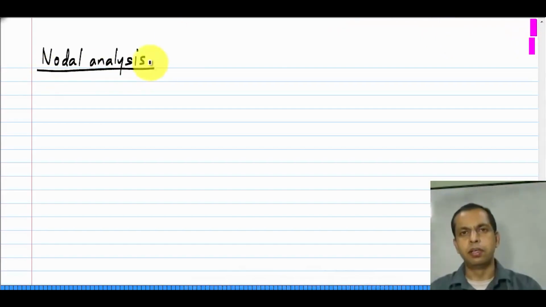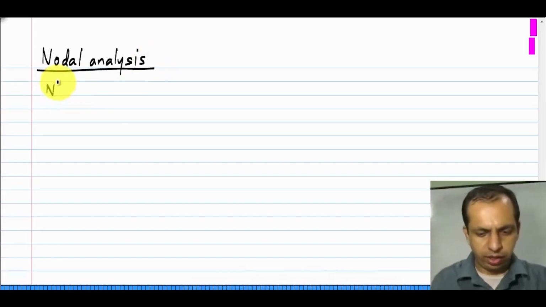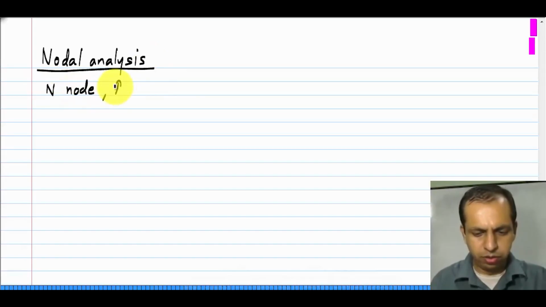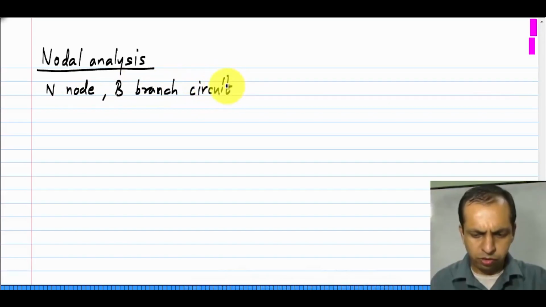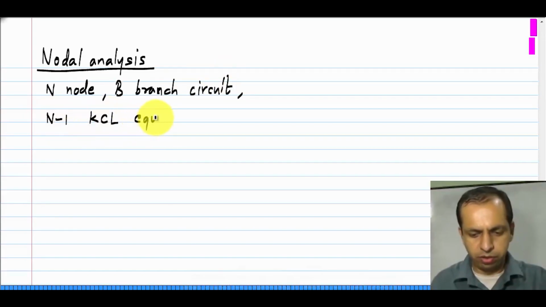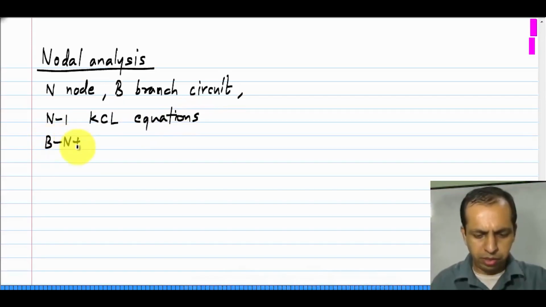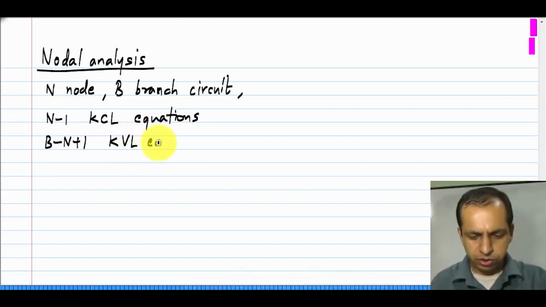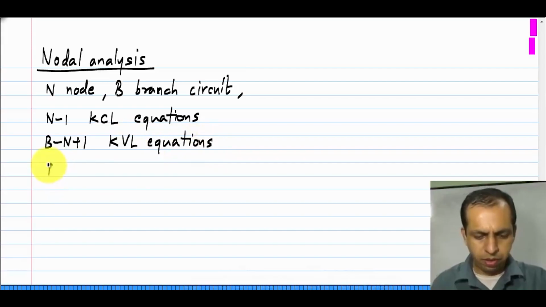We have earlier seen that to solve for a circuit completely, we need 2B equations, where B is the number of branches, and we have also seen that for an n node, B branch circuit, we will write n minus 1 Kirchhoff's current law equations, B minus n plus 1 Kirchhoff's voltage law equations, and B element relationships.